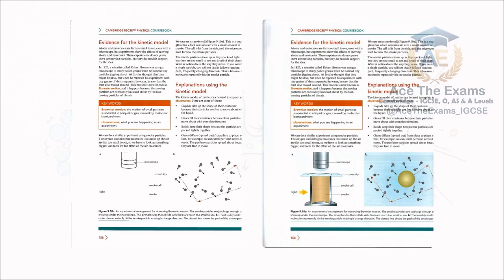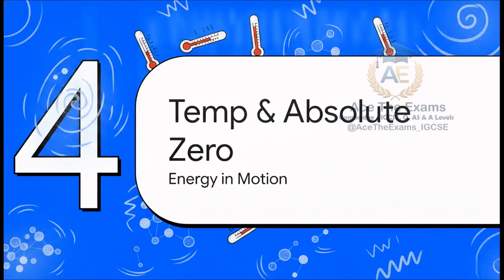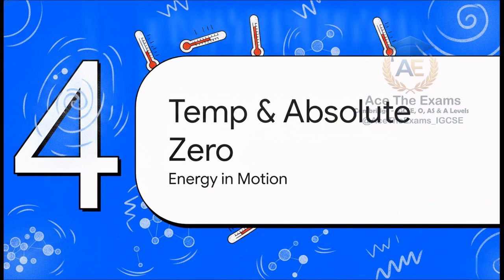The air molecules might be tiny, but because they are moving so incredibly fast, they pack enough kinetic energy to physically knock that massive smoke particle off course. It is the absolute perfect microscopic smoking gun, proving that particles are, in fact, in constant motion. Let's move on to Section 4, Temperature and Absolute Zero. This is all about energy and motion.